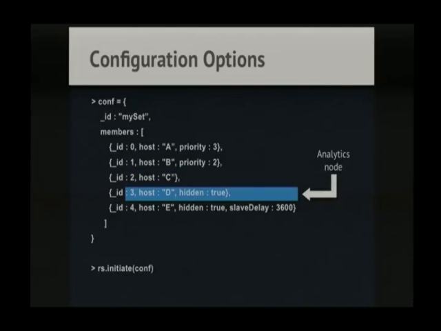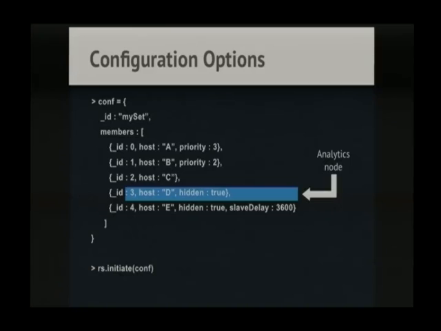Host number D is a host which is hidden. Normally if you connect to a replica set, you can read from secondaries. A hidden one is one that can only be read from if you connect to it directly. The reason for doing that is you can have a hidden node which could be used for analytics. So you may want to run map reduces or different queries against your hidden node without having it in the regular pool.